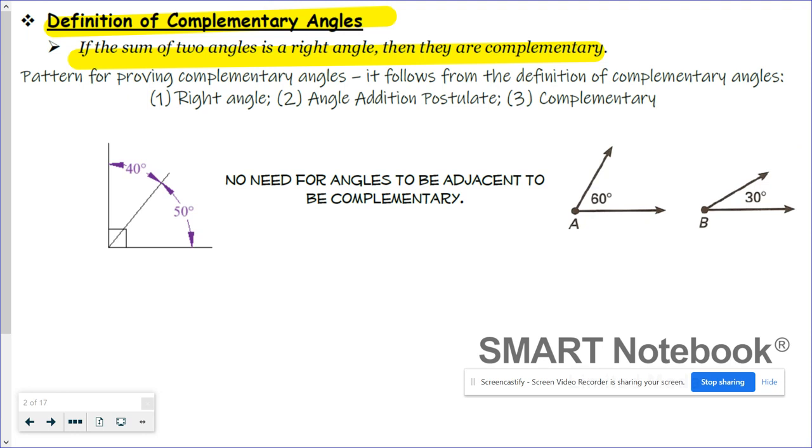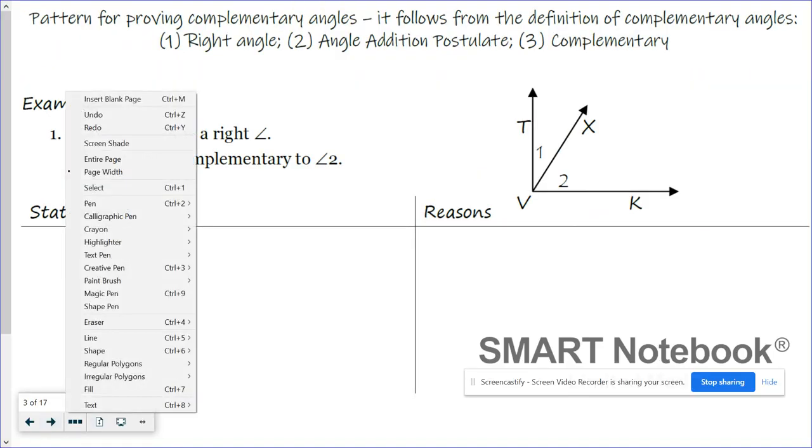So first off, the definition says if the sum of two angles is a right angle. So we need a right angle. And then we need to show that the sum of two angles is that right angle. And so we're going to use something called the angle addition postulate to show that. And then finally, we can say that the two angles are complementary via the definition of complementary angles. So let's see such a proof, okay?